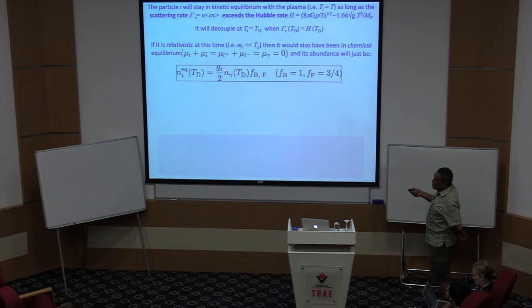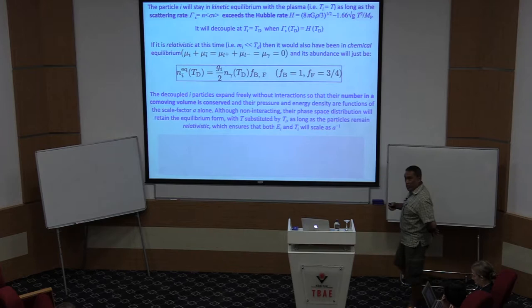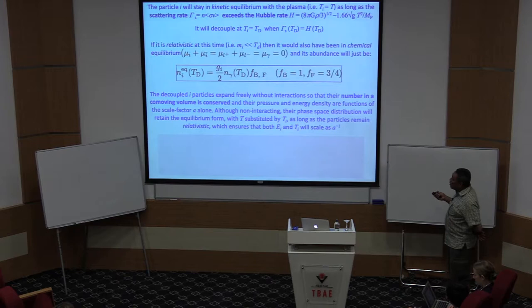Now, what happens after decoupling? They are going to expand freely without interaction, so that their number is conserved, and their pressure and energy density are functions of the scale factor. No longer of the temperature, because they don't know about the temperature anymore. They have decoupled from the thermal bath. So, although they're non-interacting, their phase-space distribution will retain the equilibrium form as long as they are relativistic. Okay, so energy and temperature have to both scale as 1 over a.